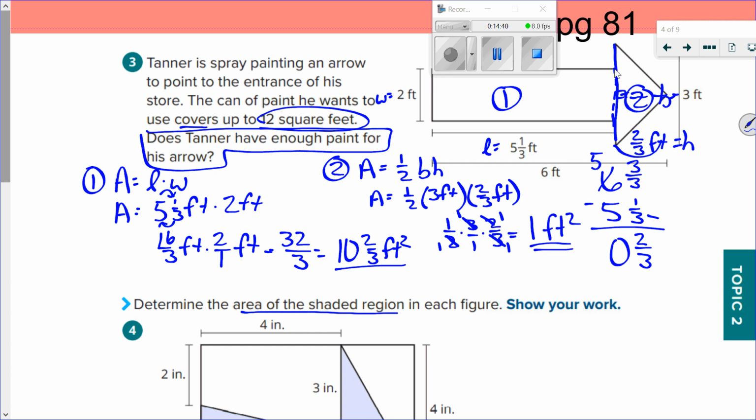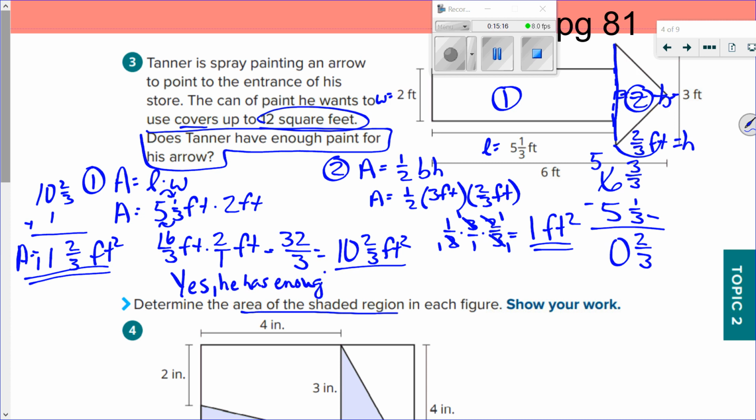So I found out the 2 pieces. Now I need to put them together. So I have 10 2/3 plus 1. 2/3 of nothing is 2/3. 10 and 1. So that means the whole piece is 11 2/3 square feet. But did that answer my question? No, because what was the question? Does he have enough paint? So the answer is actually yes, he has enough paint.